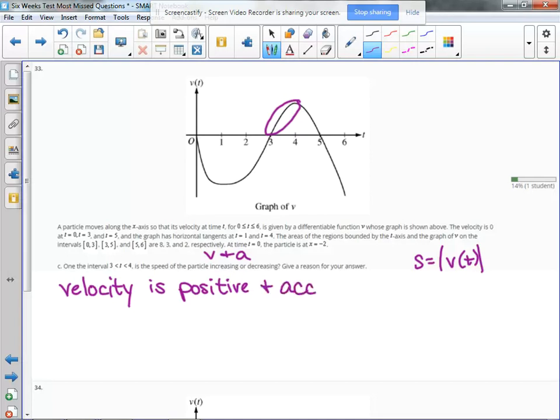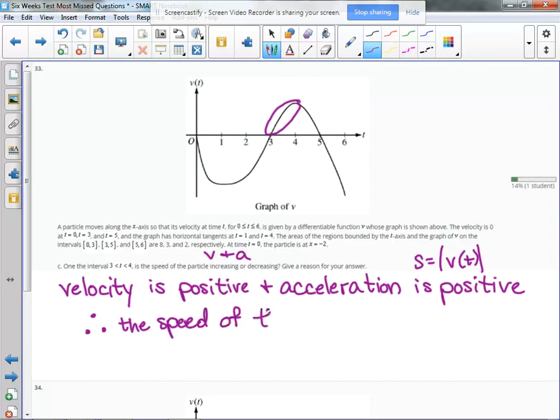And acceleration, how do we determine the sign of acceleration? Well, acceleration is the derivative of velocity. So velocity is increasing on that interval, so acceleration is positive. So since they're the same, therefore, you can use those 3 little dots in a triangle for therefore. The speed of the particle is increasing. Now, I don't think you really need to say on the interval from 3 to 4, but it can never hurt, right?